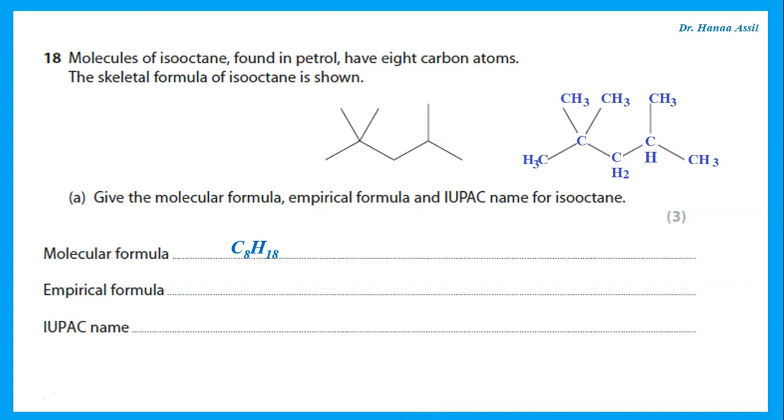What is the empirical formula? It's the formula showing the simplest ratio. So, can I simplify 8 and 18? Divide by 2. The empirical formula is C4H9.